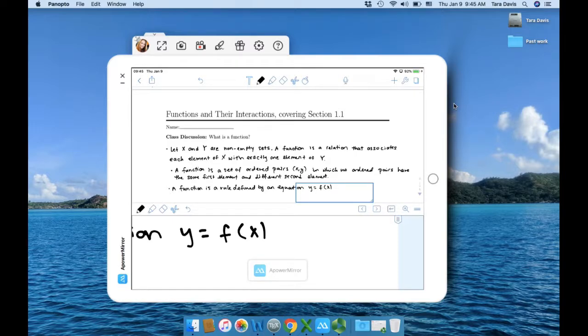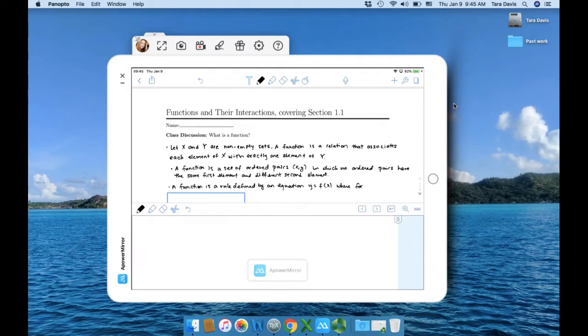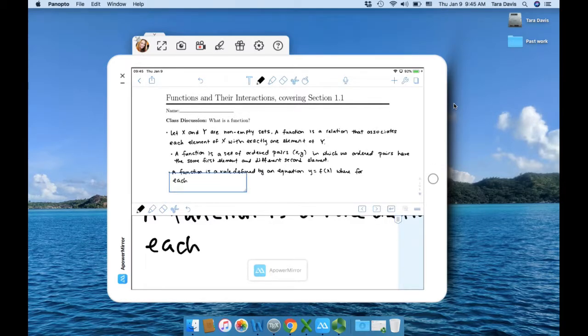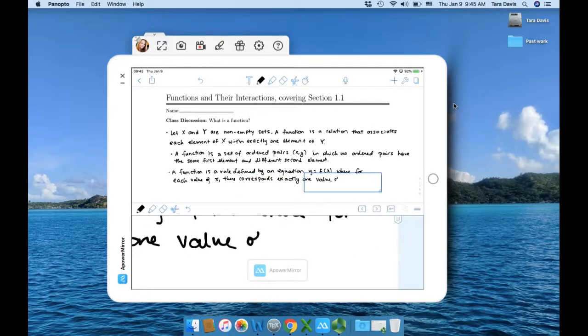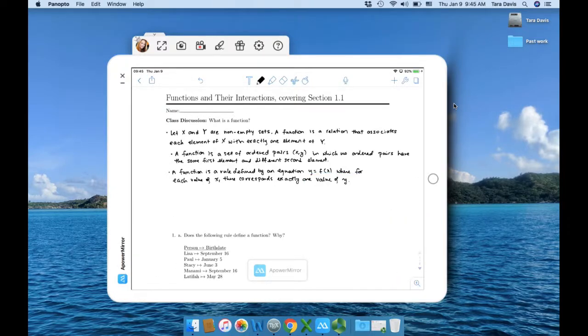Okay, so we can say that a function is a rule defined by an equation y equals f of x such that, and now we have to have the restriction, for each value of x there corresponds exactly one value of y. Okay, so hopefully that helps you to know what the definition of a function is. You can just remember it whichever way is easiest for you.